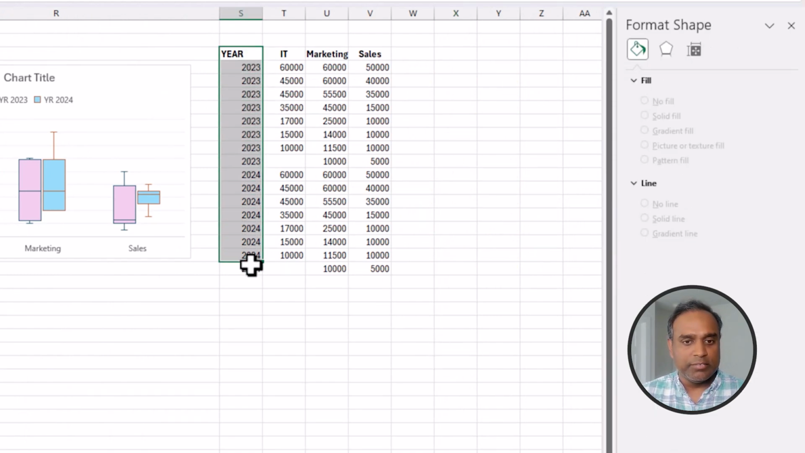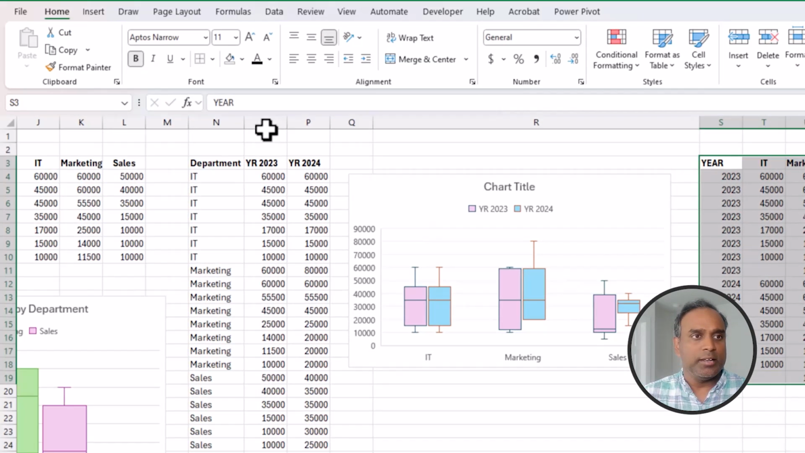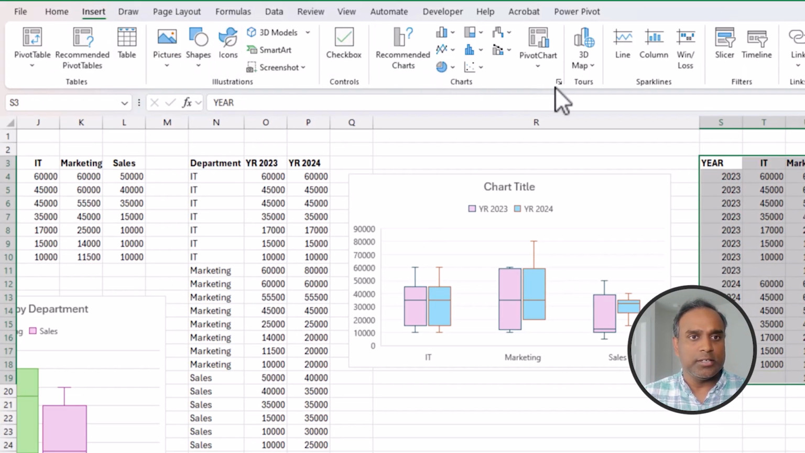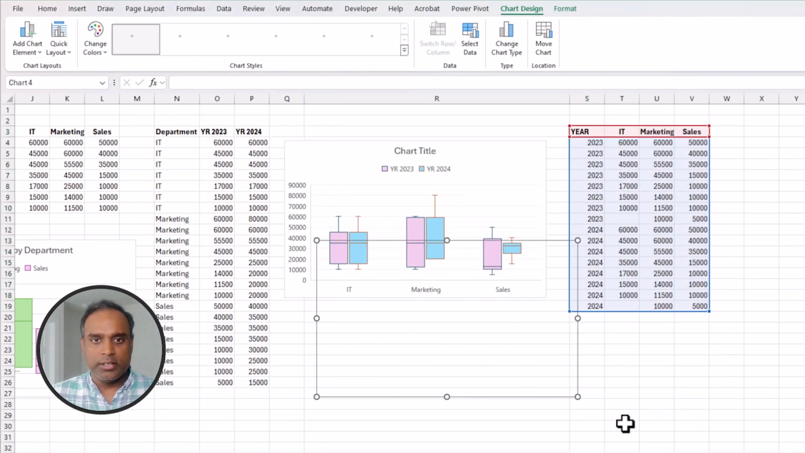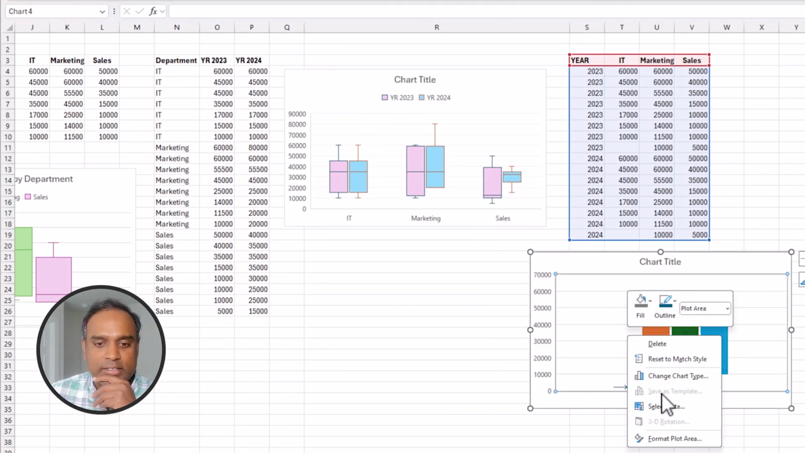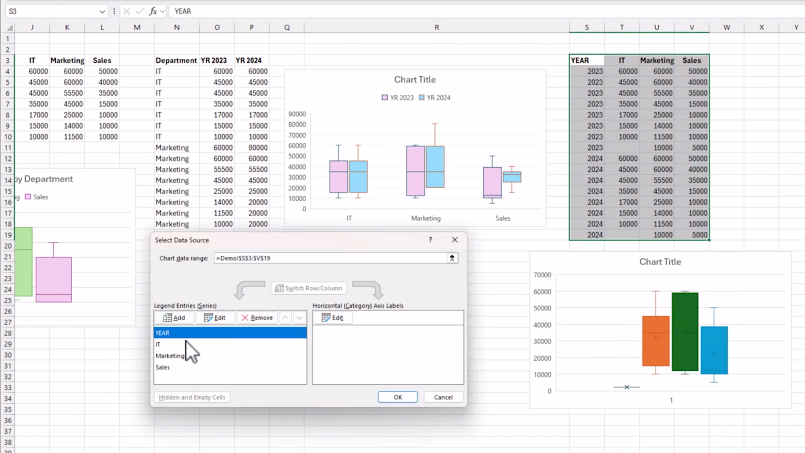where you have the year, which is the series here, which changes into a category, and then the three departments are three different series. And so same thing, let's go to insert, all charts, box and whisker. What Excel has done, if you right click, select data, you will see that it has added year as a series. I don't want to add year as a series.